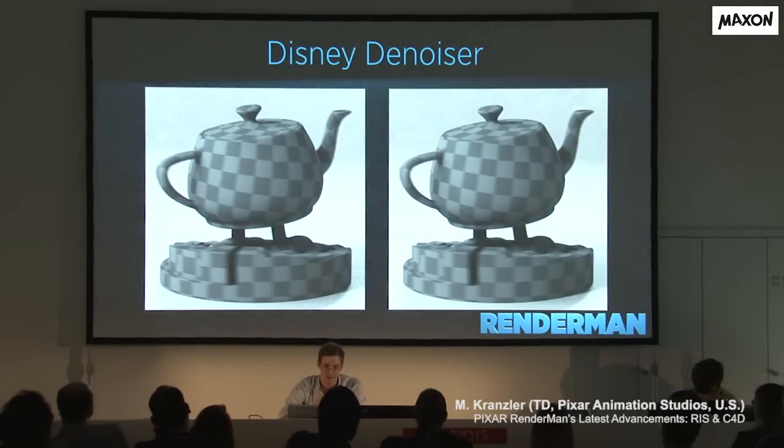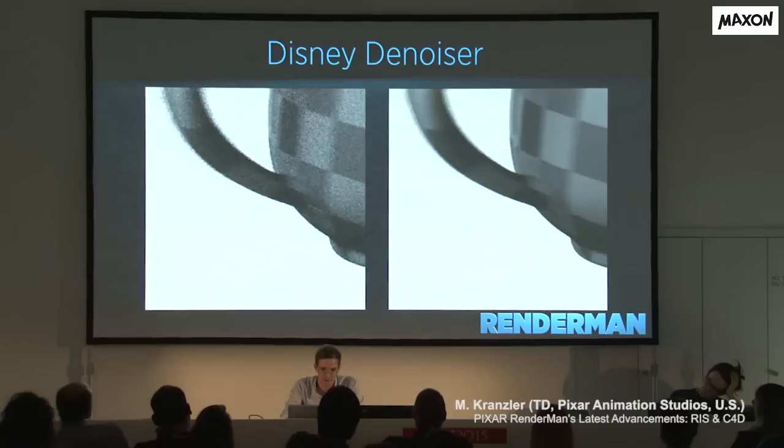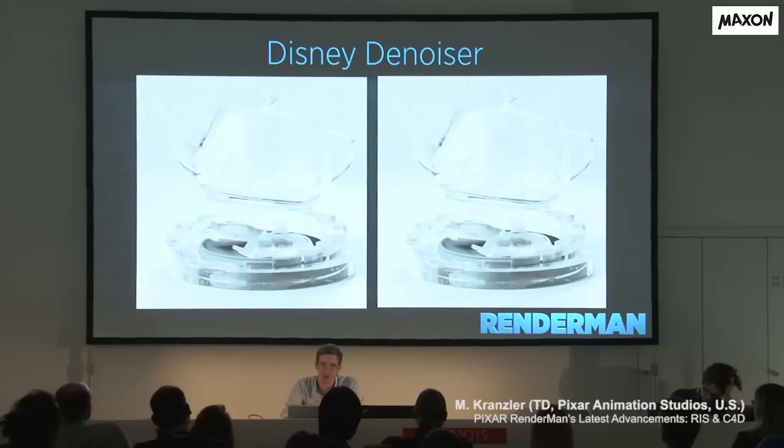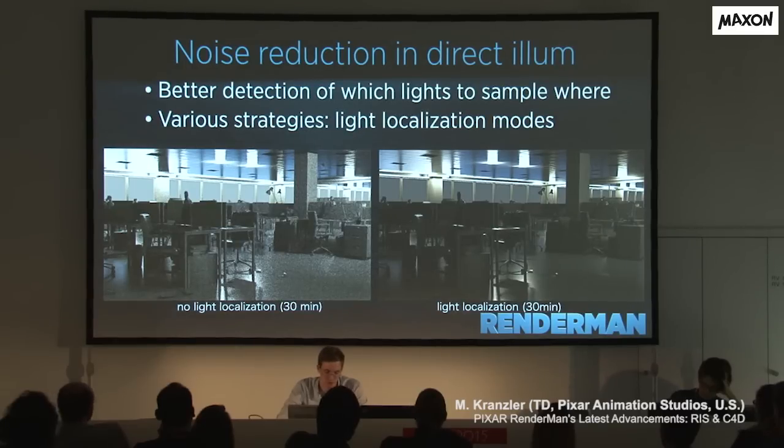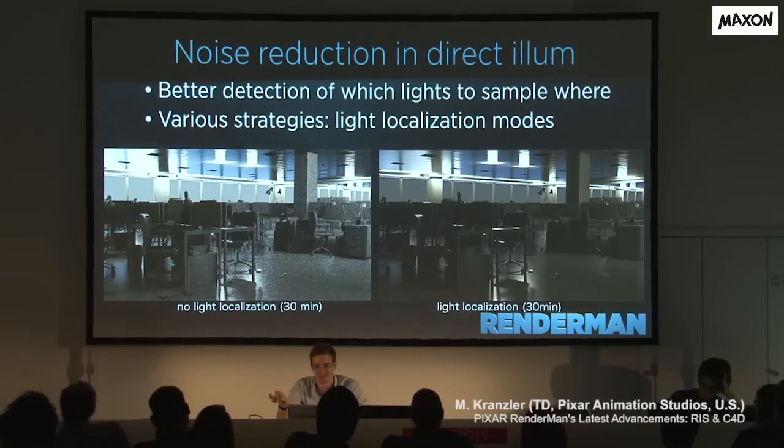So here's an example of how that looks. The version on the left is a regular render, and with a denoiser on the right side. And here you see it a little bit clearer. There's a very big difference, but they took the same time to render. And here again with some plastic. And here you see the noise in direct lighting that was significantly reduced with light localization. That means that you find the light based on knowing the environment. So the code can actually look for the light rather than just randomly sample and trying to find it.